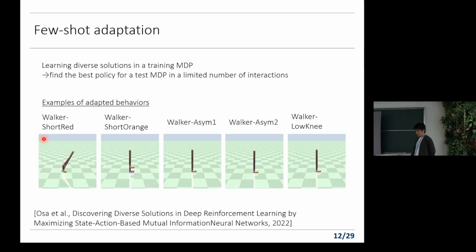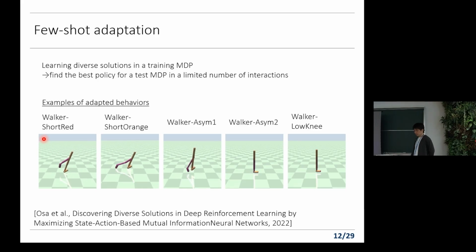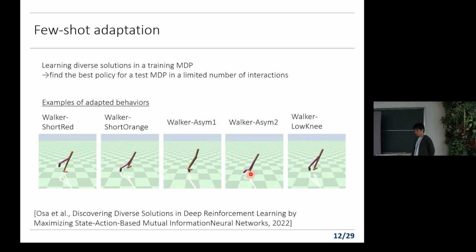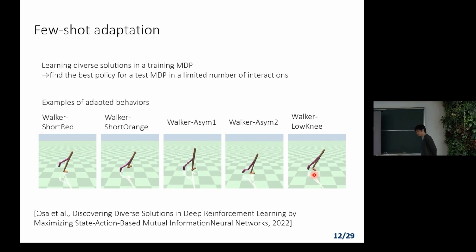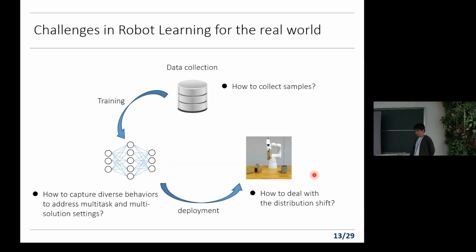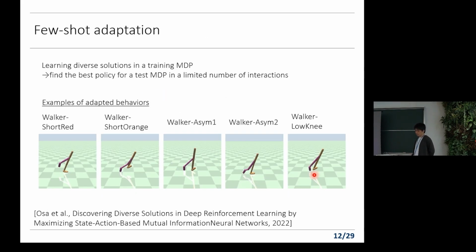Once we have multiple behaviors, we can quickly adapt to different types of embodiment like this. Here, these agents have different embodiments, but we can simply adapt to the new embodiment just by picking up learned repertoires. Okay, so I think that this approach could be beneficial for VLM models in the future.